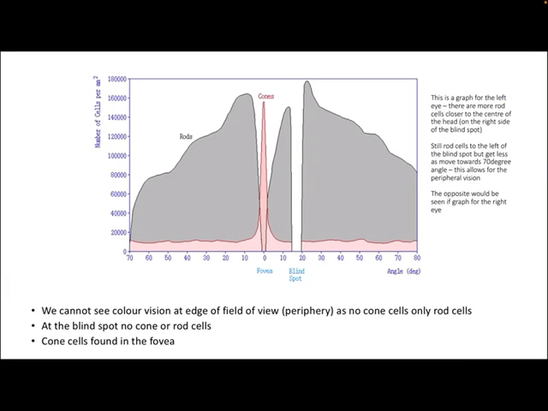Other things to think about, that this graph shows you for the left eye. As you can see, there are more rod cells closer to the centre of the head on the right side of the blind spot. But there are still rod cells to the left of the blind spot, but their numbers get lower as you move towards the 70-degree angle. And this lower amount still allows for that peripheral vision. If you were shown a graph for the right eye, then it would look the other way about, so more rod cells being towards the left side, towards the centre of the head.